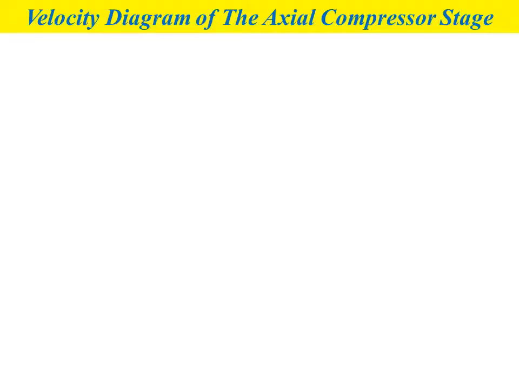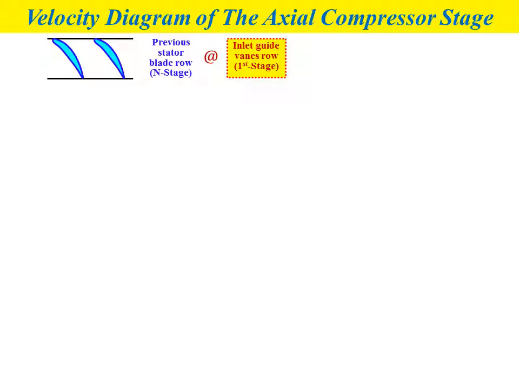For the velocity diagram of the axial compressor stage, before we discuss the details, we need to look at the arrangement of the schematic diagram for the blade rows. First we have the previous set of blade rows. If we consider a number of stages in the compressor, or a single stage compressor, or the first stage of the compressor, we can consider this blade row as the inlet guide vane row.